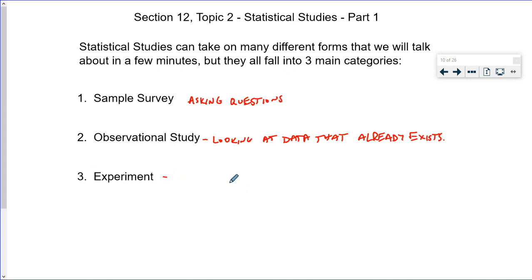Third type is an experiment. Now, an experiment, we are creating data, all right? With an experiment, we may want to find out what is the best.